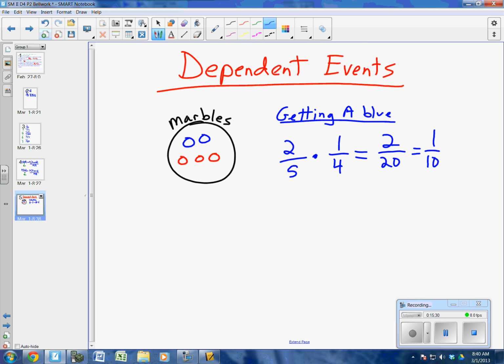Haley. That's a good question. What if the first time I drew a red marble? Well, Haley, all I'm asking is what is the probability of getting this? And so I'm going to assume that I got a blue marble the first time. Okay? But there's a lot of different probabilities. Let me just go through this a little bit right here.